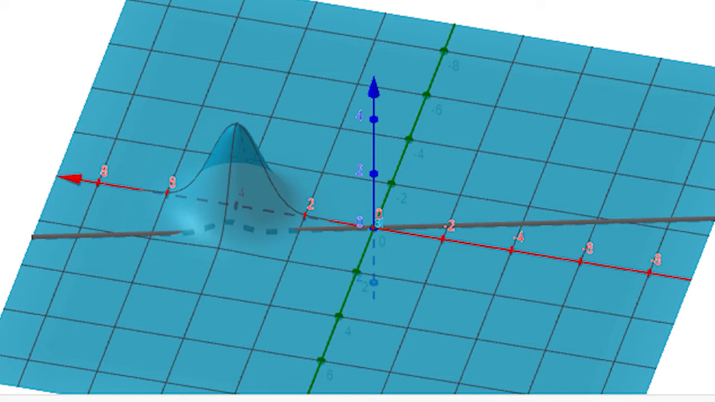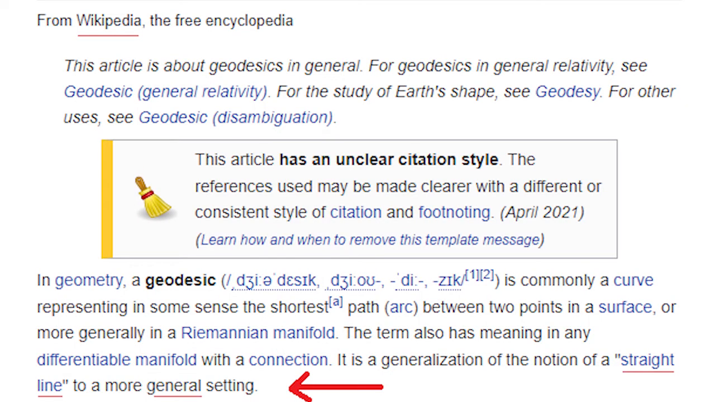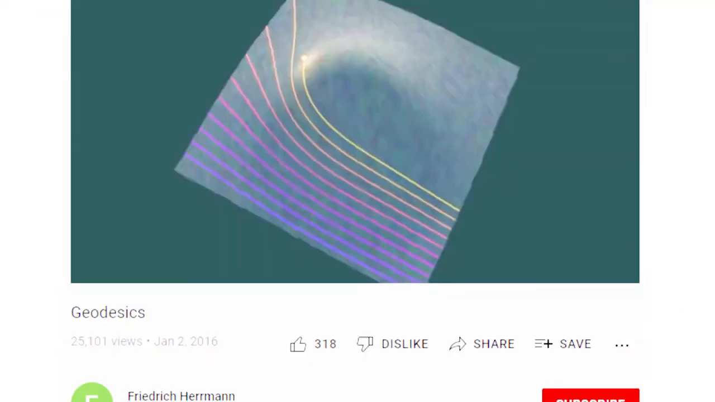I'm not sure. The line sure looks straight when it's not on a bumpy region of the surface. So it certainly appears to fit the popular definition of a geodesic as being the generalization of a straight line to a non-flat surface. But when I compare it with other videos more legitimate than mine that show what path an inertial geodesic follows on a non-flat surface, I wonder if I'm on the right track.